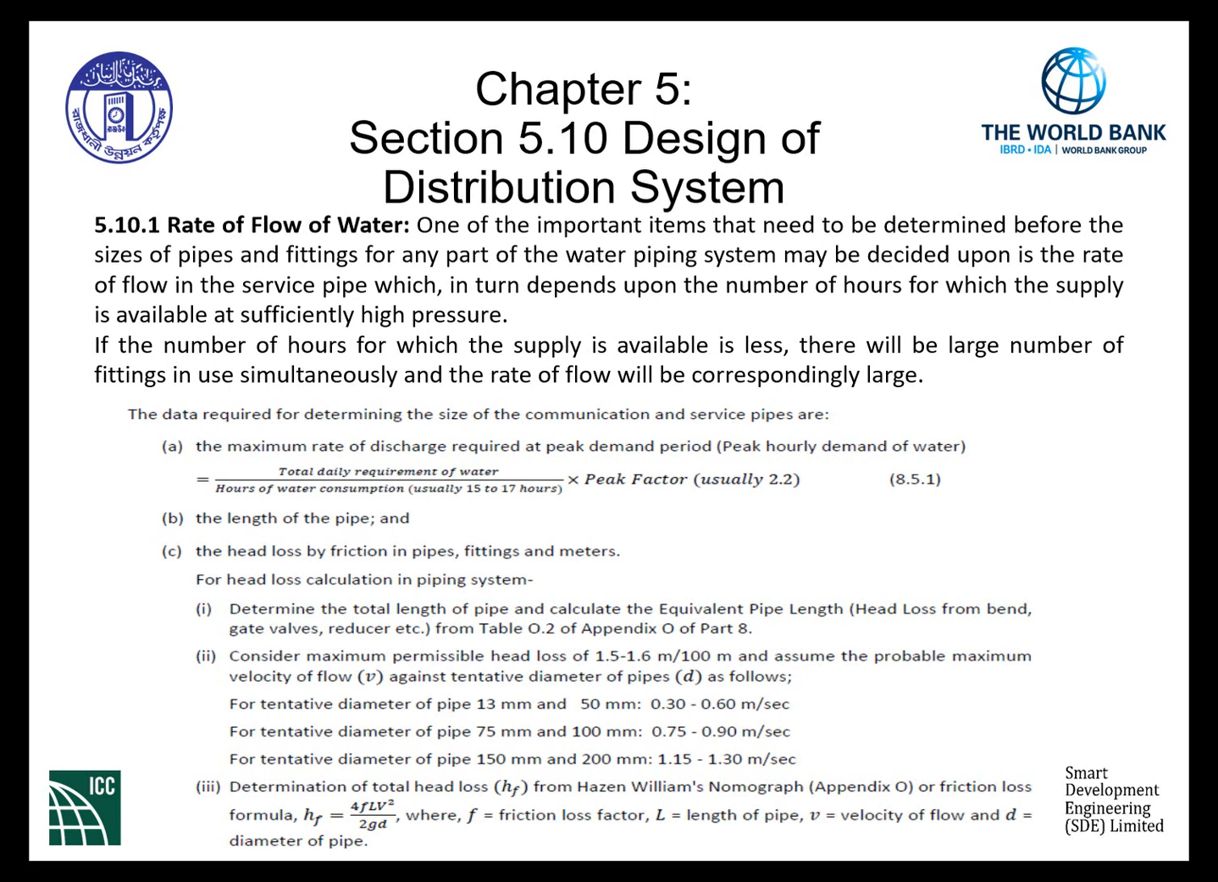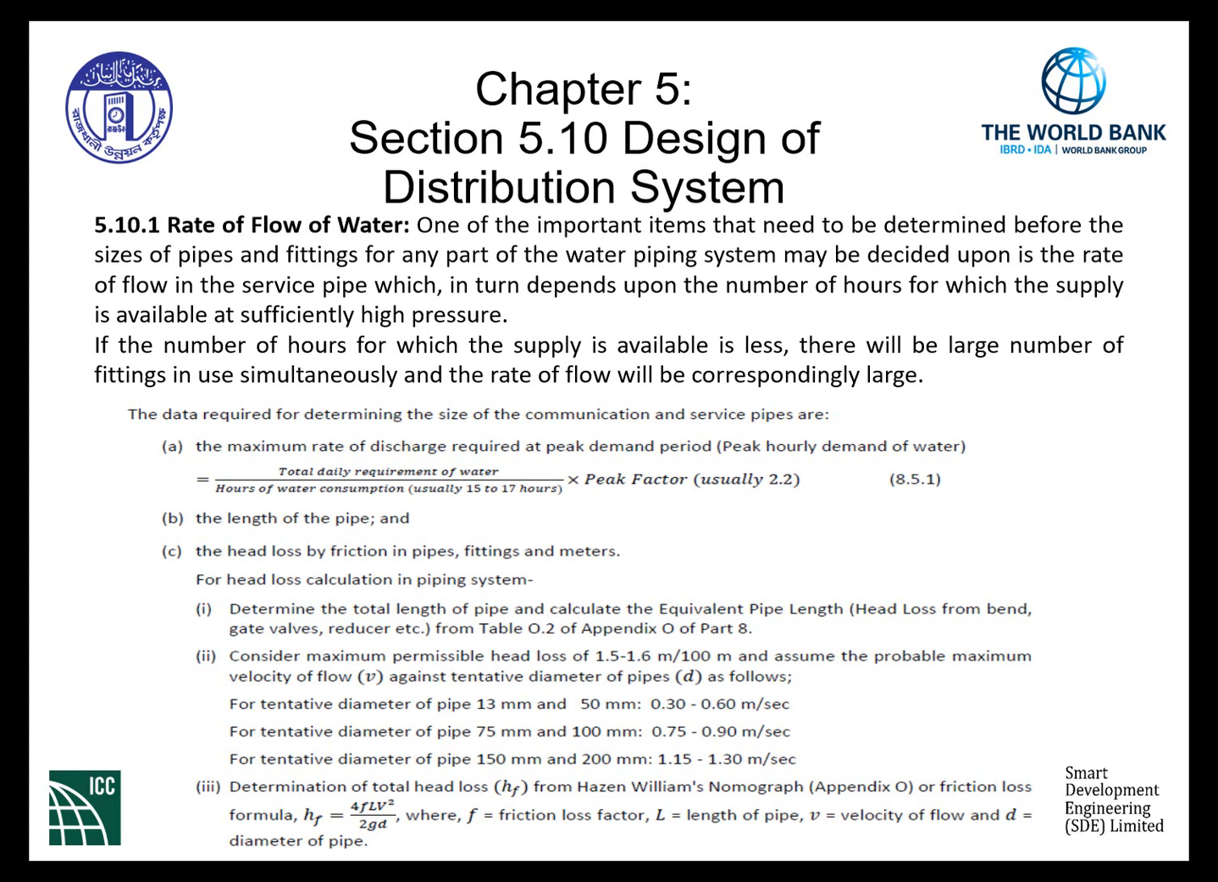If the number of hours for which the supply is available is less, there will be a large number of fittings in use simultaneously, and the rate of flow will be correspondingly large. So the data required for determining the size of the communication and service pipes are as follows. Item A indicates the maximum rate of discharge required at peak demand period.